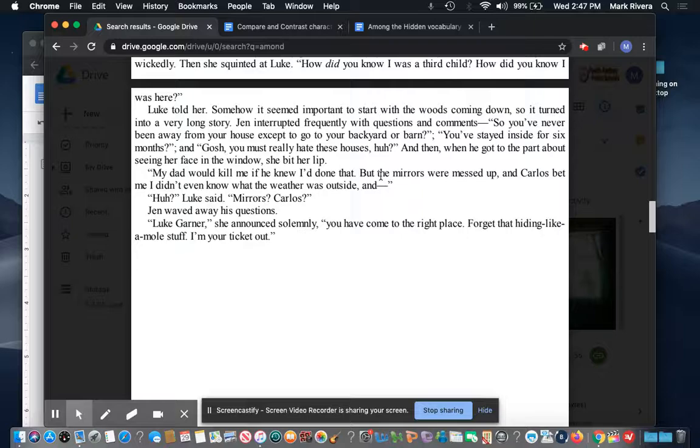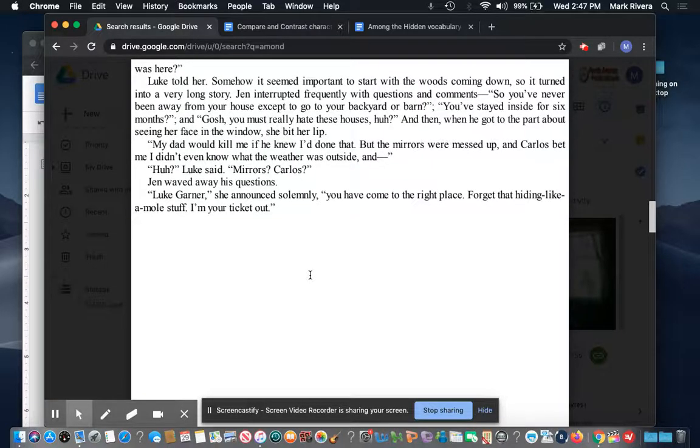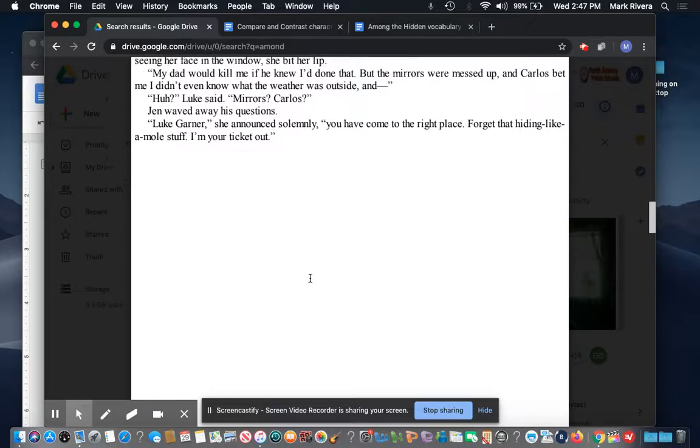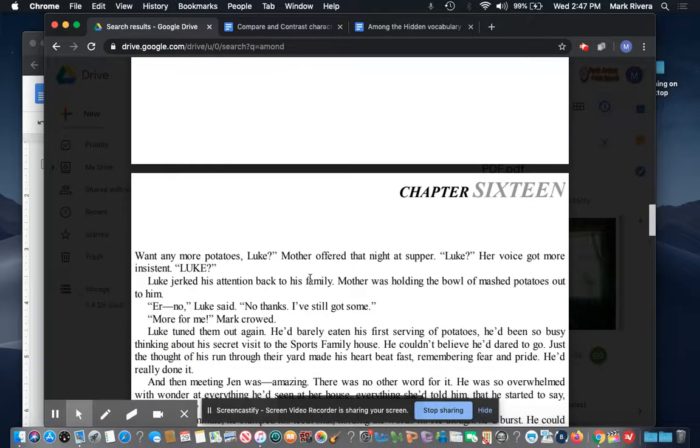And then when he got to the part about seeing her face in the window, she bit her lip. "My dad would kill me if he knew I'd done that. But the mirrors are messed up, and Carlos bet me I didn't even know what the weather was outside, and..." "Huh?" Luke said. "Mirrors? Carlos?" Jen waved away the questions. "Luke Garner," she announced solemnly, "you have come to the right place. Forget that hiding like a mole stuff. I'm your ticket out."